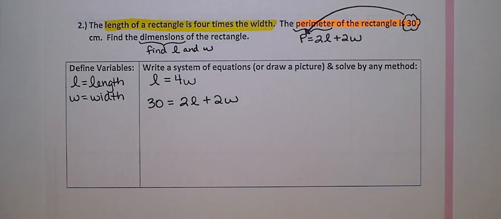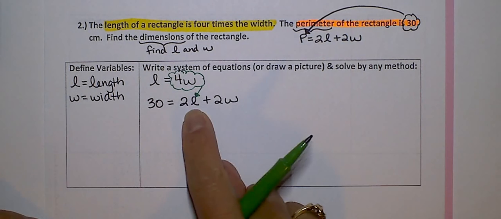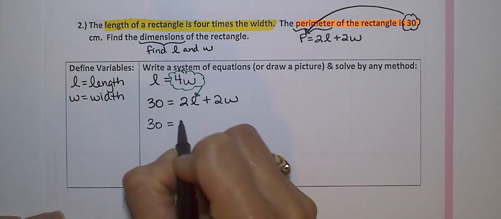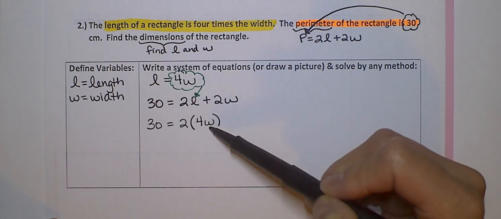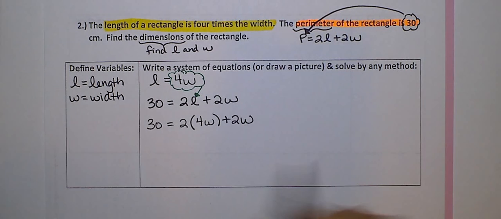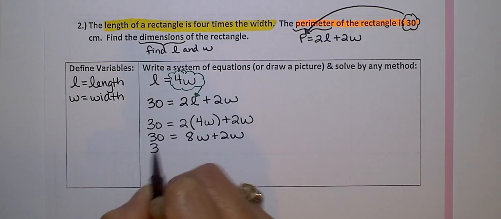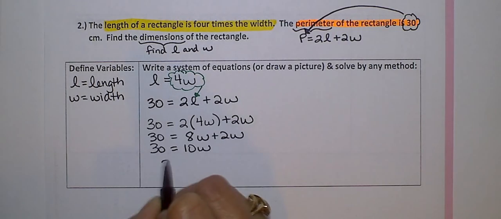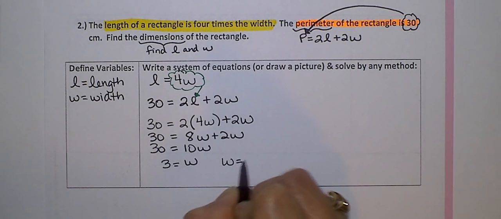Now this is a great substitution problem because this is already solved for L. So I'm going to substitute this in for L right here. So we're going to substitute it in, and we get 30 equals 2, now put parentheses, 4W. So we are replacing the L with a 4W, plus 2W. Now we get 30 equals 8W plus 2W. 30 equals 8W plus 2W is 10W. Divide both sides by 10. W equals 3. So I'm going to say the width equals 3 centimeters.